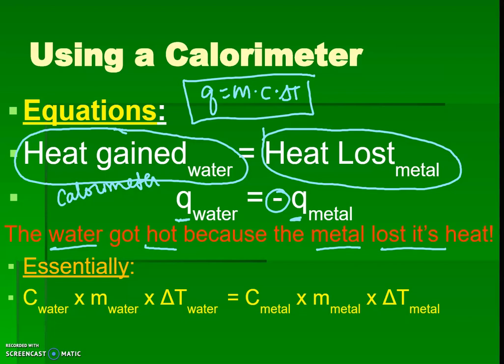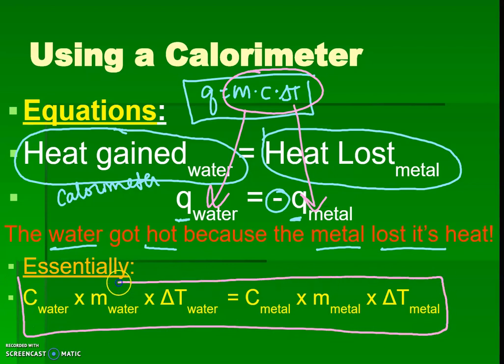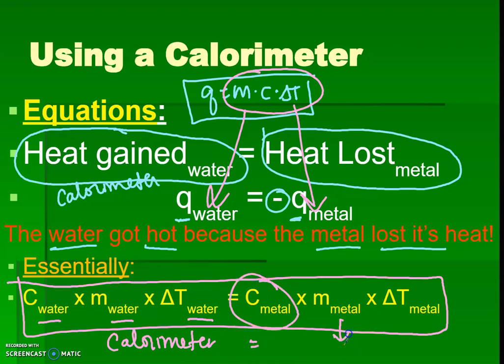So if we take our mc delta T and plug it into both of these, we essentially get this equation down here. The c, m, and delta T of the water in the calorimeter is going to be used to determine what the c of the metal is, as long as we can mass out our metal and we can say what the temperature change of our metal is, which we can.